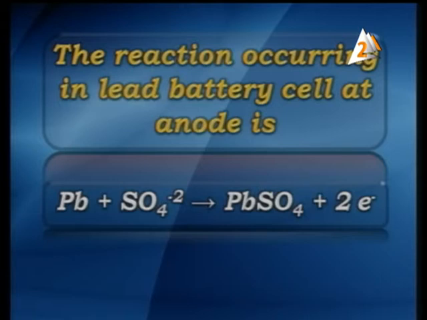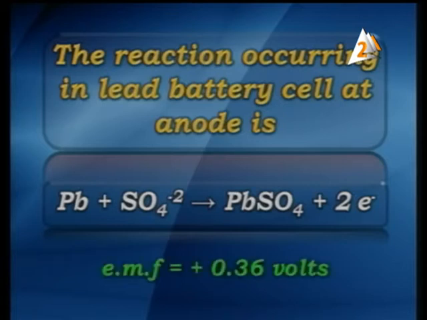Directly it gives PbSO4 plus 2 electrons. What does this mean? It means it is losing 2 electrons to produce electric energy through these electrons. So the oxidation and reduction is important for this reaction. My dear, look at this. So the EMF of this part, the anode, is equal to 0.36 volt. This is the reaction of the anode.